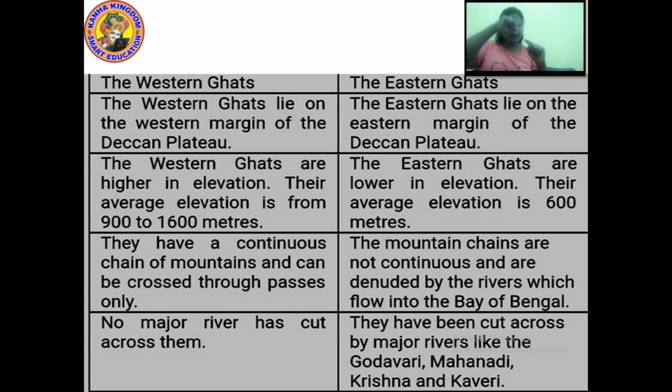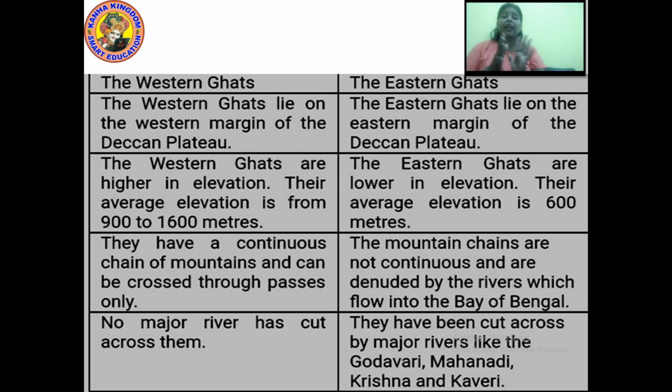It means boundary changes are here. Again the flat area is there from where the river goes and flows into the Bay of Bengal, and then again the Ghat starts, the Eastern Ghat starts. So they are not in a continuous range. They have been cut across by major rivers like Godavari, Mahanadi, Krishna and Kaveri. So at the Eastern Ghat side, the four important and major rivers are Godavari, Mahanadi, Kaveri and Krishna.